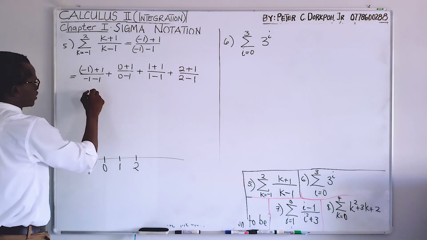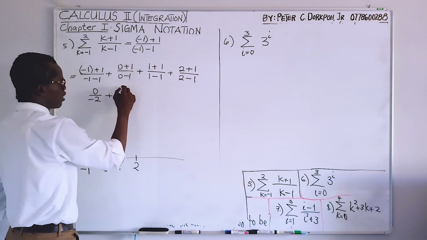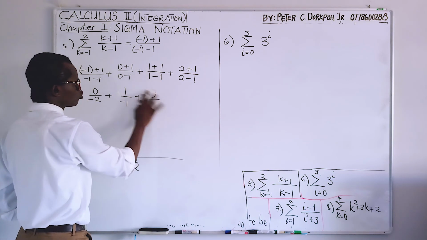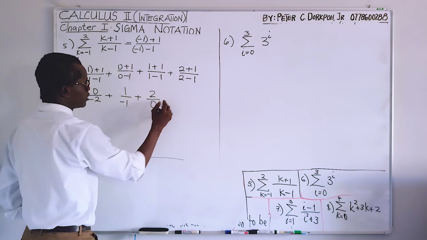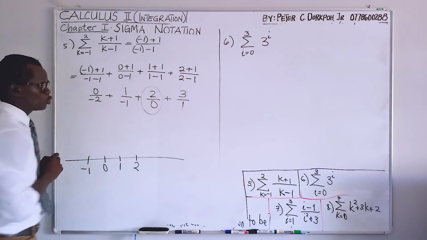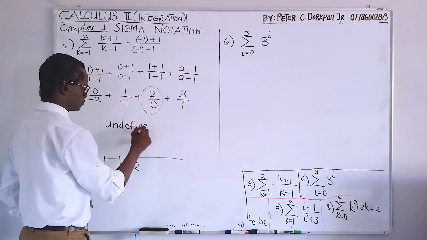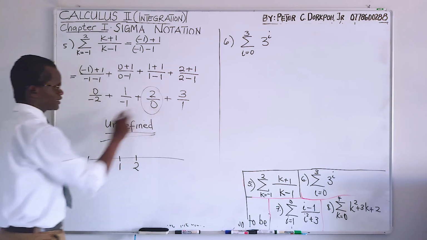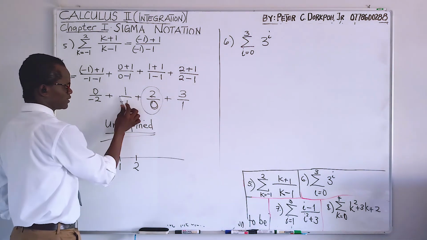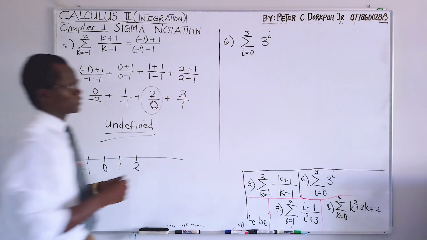So this minus 1 plus 1 is 0, 0 over minus 2, plus this is now 1 over minus 1, plus this is 0 over, now this is 2, over 0, plus this is now 3 over 1. Now because you have 2 over 0, this thing becomes undefined. So this kind of division cannot work. So even if you were to add this and this, you will still be adding it to this, and this division cannot work, so it is undefined. So let's look at this one.